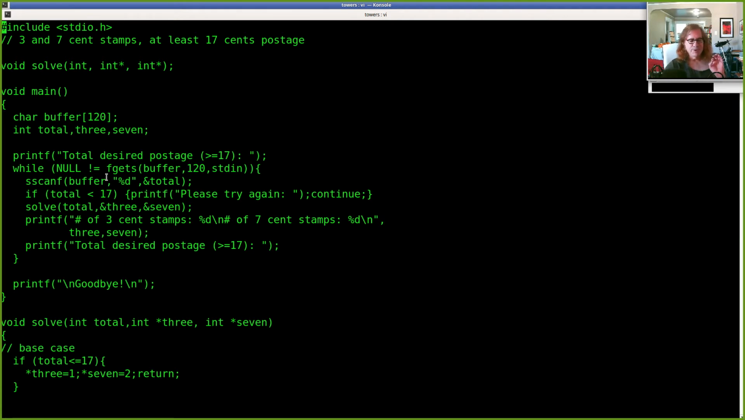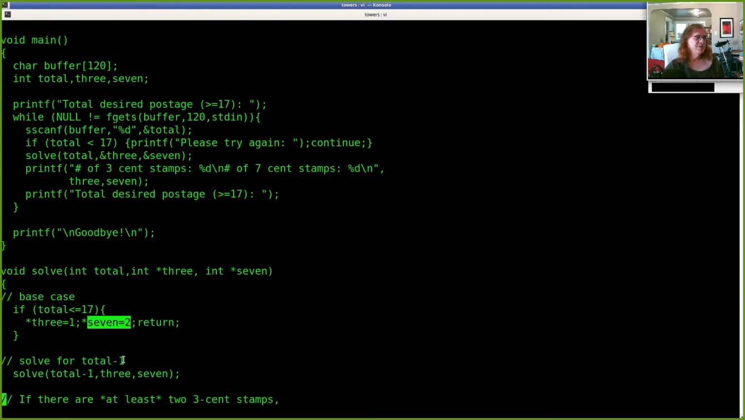Alright, so what do we have to do to write solve? We're just going to mimic the inductive proof that we just did. If your total is less than or equal to 17, that's our base case. We're going to say do 1 3-cent stamp, do 2 7-cent stamps. So we're going to give you 17 cents postage. Alright, that's the base case. If you want 17 cents or less, we'll do 1 3-cent and we'll do 2 7-cent.